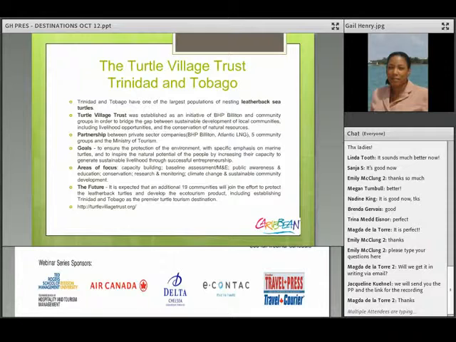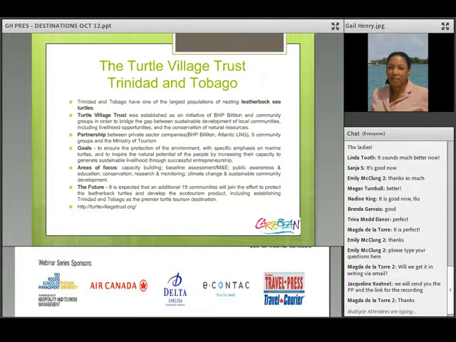At the national level, there are a number of initiatives going on throughout the region as well. One of them that I wanted to highlight was what is called the Turtle Village Trust in Trinidad and Tobago. This is a huge project set up to manage a project which is really hinged on the protection of the nesting leatherback turtles in Trinidad and Tobago. And Trinidad and Tobago has one of the largest populations of nesting leatherback turtles. This was spearheaded by some private sector companies, and they are working basically with 5 community groups towards this end.